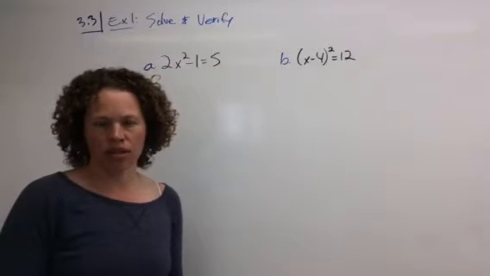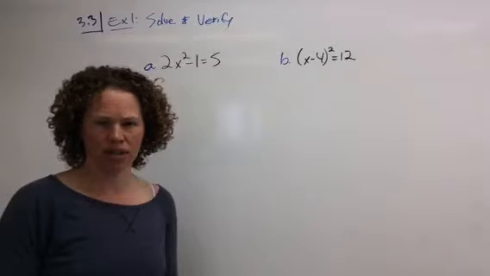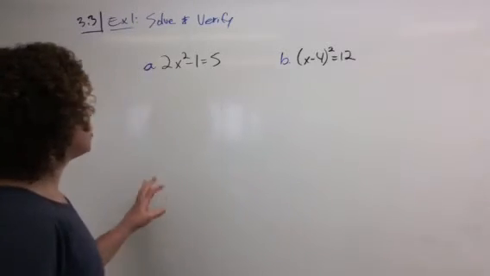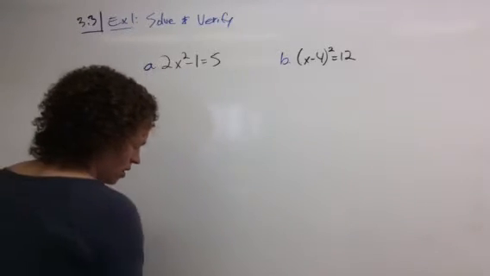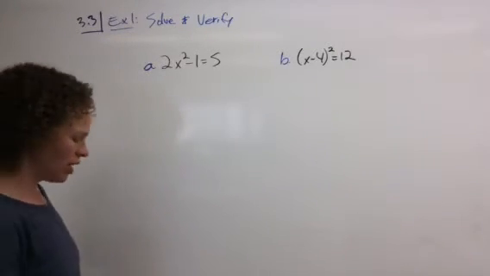Example 1 asks us to solve and verify. Well, the solve part's pretty easy, but the verify is actually going to take a bit. So we'll get started by solving the equations. The first one tells us we've got 2x squared minus 1 equals 5.